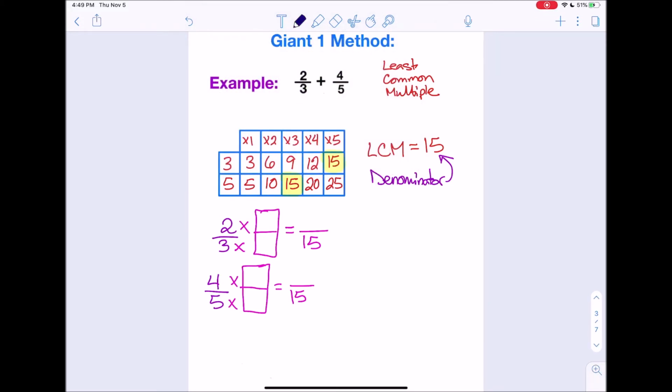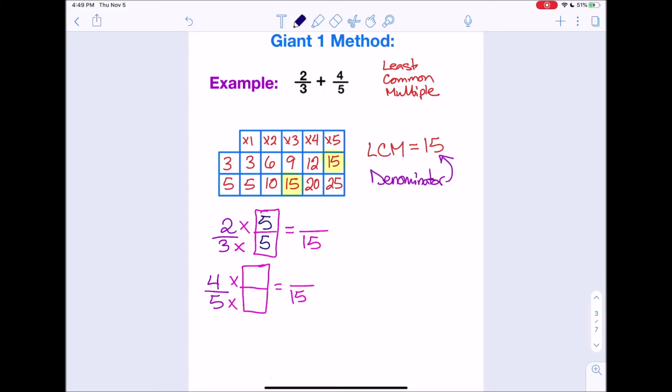Now, why do we call them a giant 1? We call them a giant 1 because of these fractions, whatever numbers we come up with. For instance, in the first case, 3 times what number gave us 15? 3 times 5. Okay, well, if 5's the denominator, we call this the giant 1 because whatever you multiply on the bottom, you do the same on the top. And 5 divided by 5 is 1.